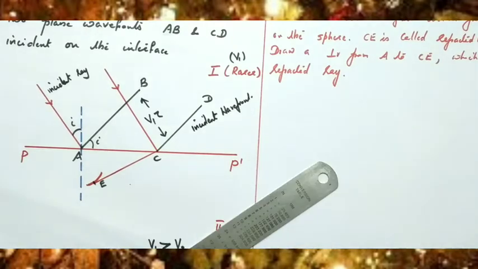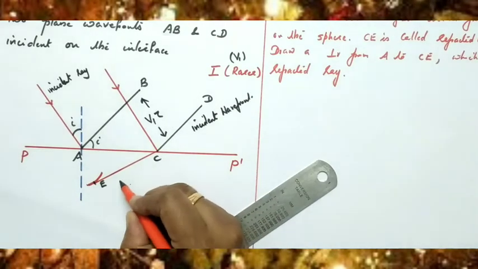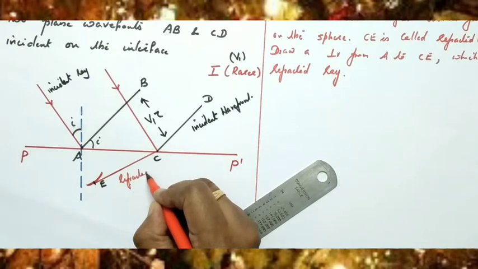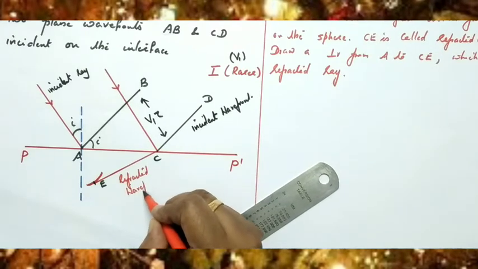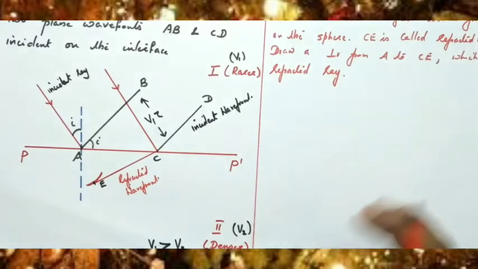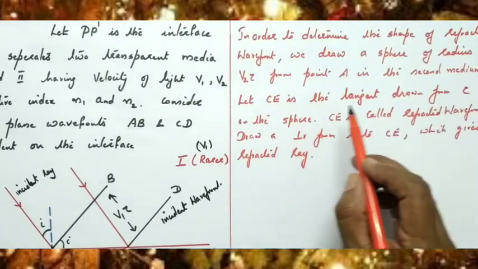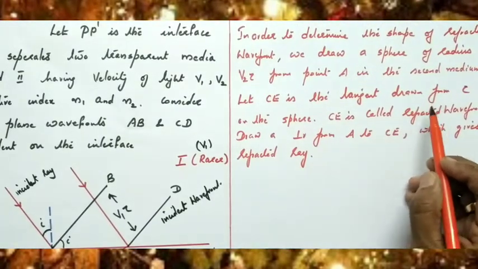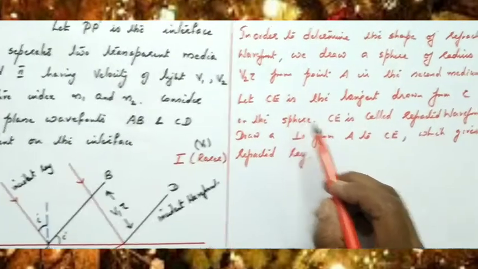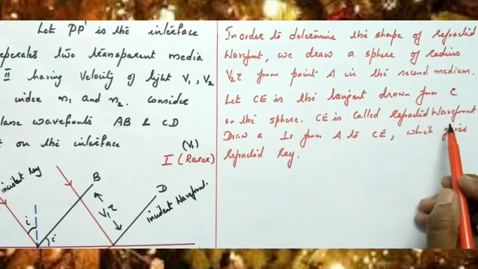Okay, so EC is called, what is this EC called? This is called refracted wavefront. So CE represents the refracted wavefront. So the tangent drawn from C onto the sphere, CE, is called the refracted wavefront.